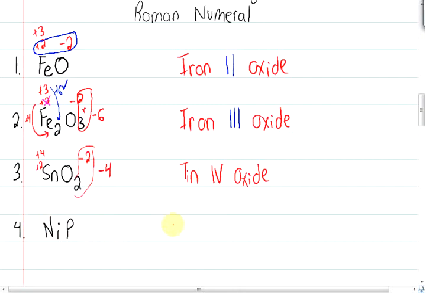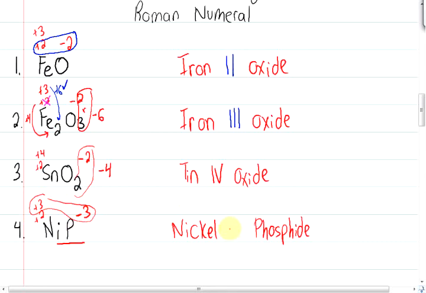And my last example is nickel phosphide. If I look up nickel, I can have a charge of +3 or +2 from my periodic table, and phosphorus is a -3. There's no numbers written under here, which means that this -3 was exactly balanced by this +3. Okay, the +3 is the one that I will write for the Roman numeral. And there you have choosing Roman numerals.